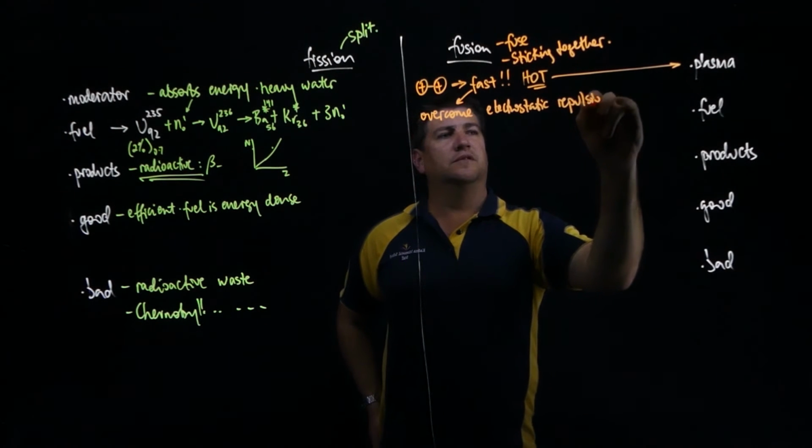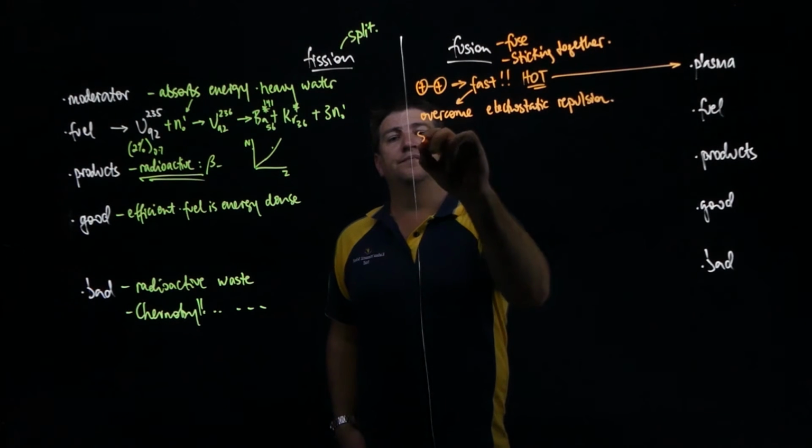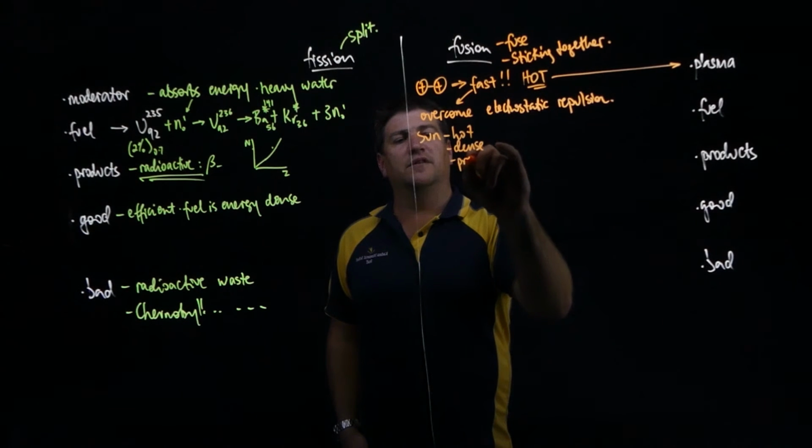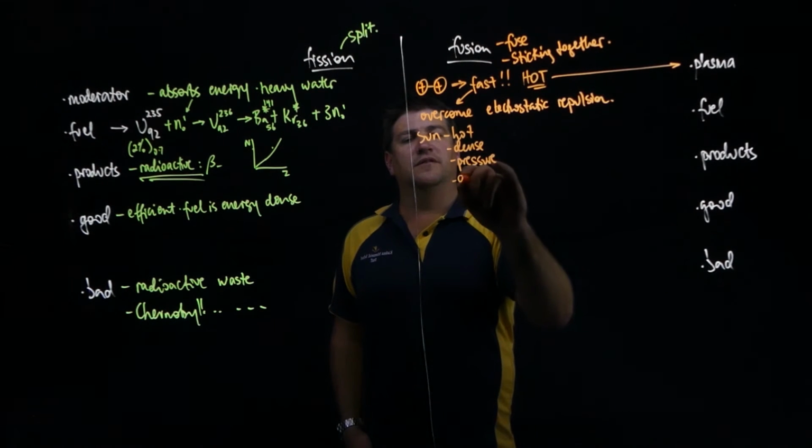electrostatic repulsion. Now the sun is hot and dense, and there's lots of pressure and there's lots of gravity.